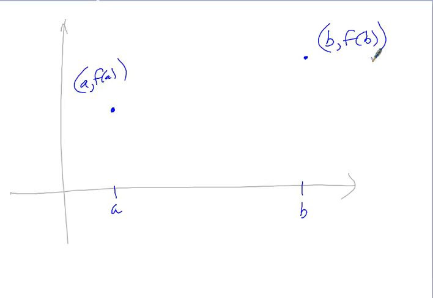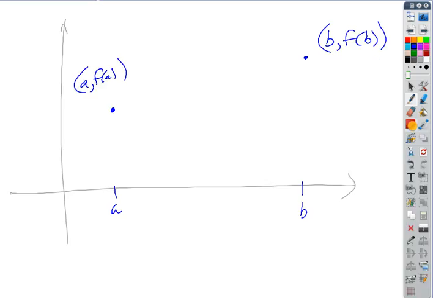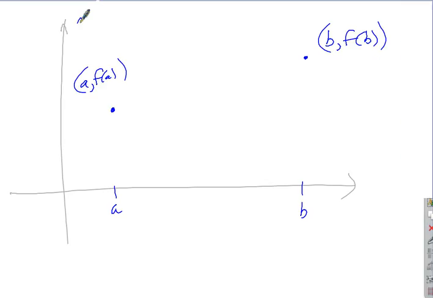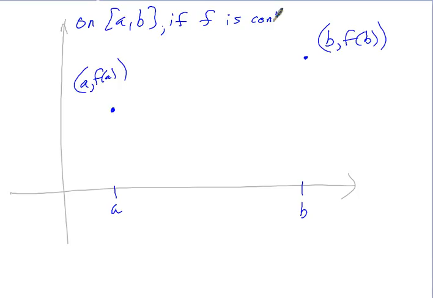If the endpoints are defined, it's a closed interval. Everyone, focus on this for a second. This is a big one. So we know it's a closed interval because the endpoints are included, right? So on the interval AB, if the function is continuous, then we have to have a highest and a lowest value, don't we?